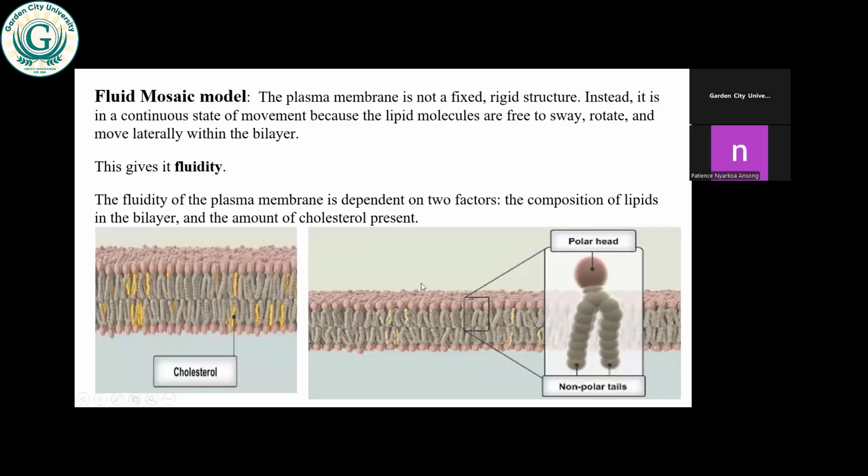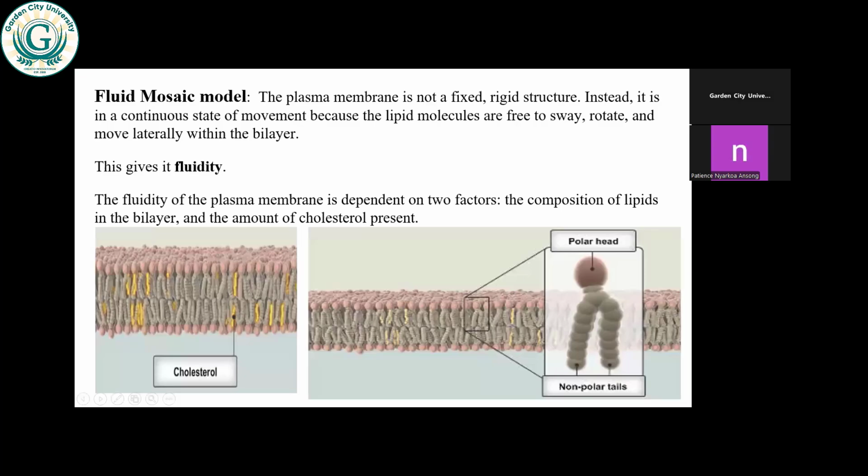What helps the cell membrane to become flexible is also the presence of cholesterol. The yellow structures you see in between the phospholipids, they are cholesterol molecules. And the cholesterol molecules also help give the plasma membrane its fluidity.